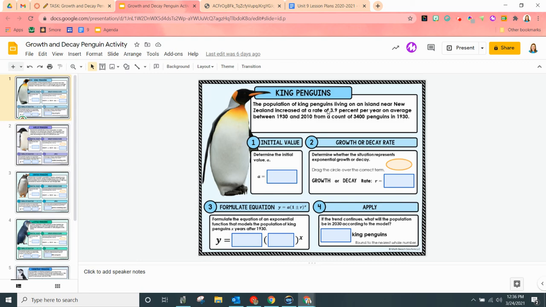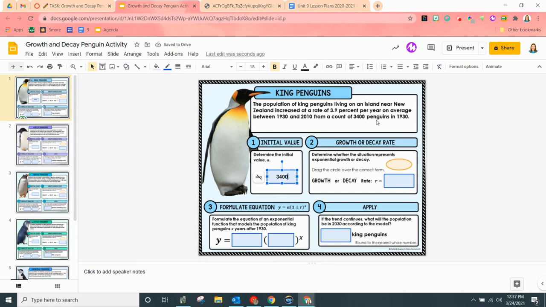The population of king penguins living on an island near New Zealand increased at a rate of 3.9% per year on average between 1930 and 2010 from a count of 3,400 penguins in 1930. Notice we're starting in 1930. So our initial value of penguins, we started with what? 3,400 penguins. That's how many they started counting in 1930.